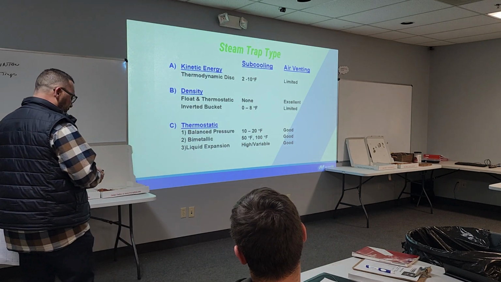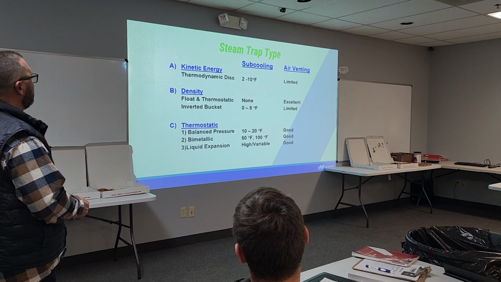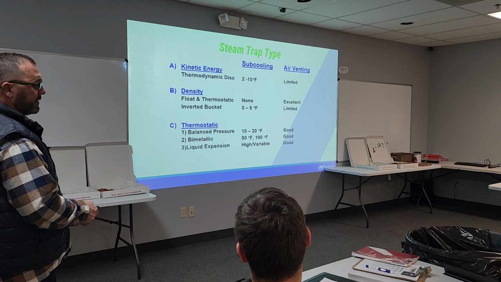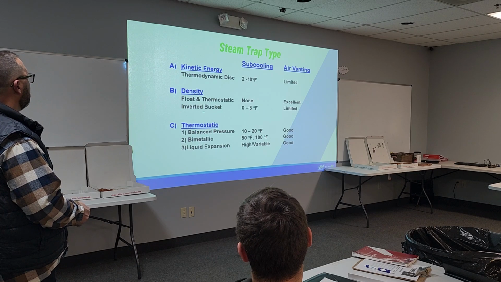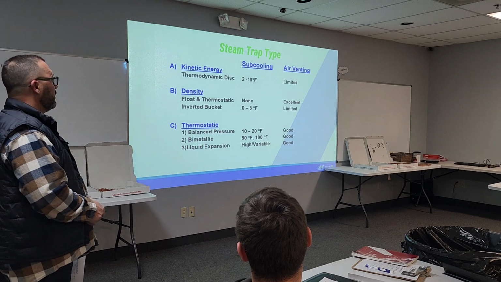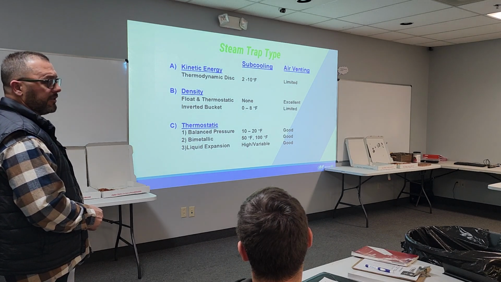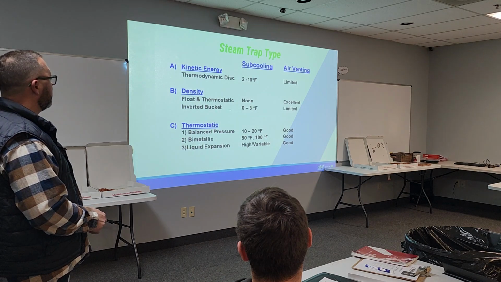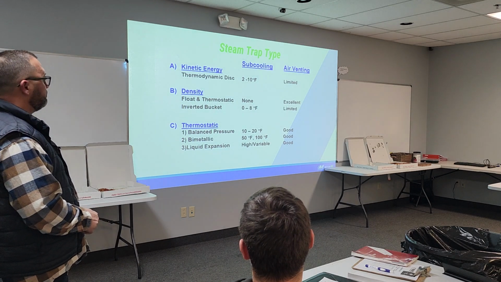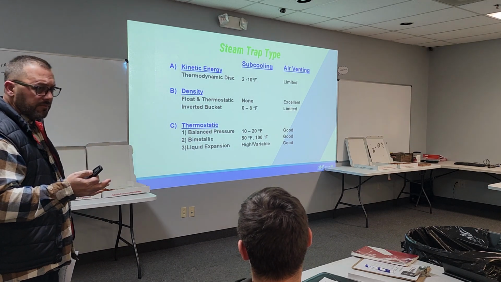Density, that's your float and thermostatic and your inverted bucket. Again, on the subcooling, there's none for an F&T, and the air venting is absolutely excellent. It's the best one by far. An inverted bucket, you get 0 to 8 degrees of subcooling. Again, inverted buckets are great for steady loads. Modulating loads are not good, regardless whether it's process or distribution, because buckets will lose prime.